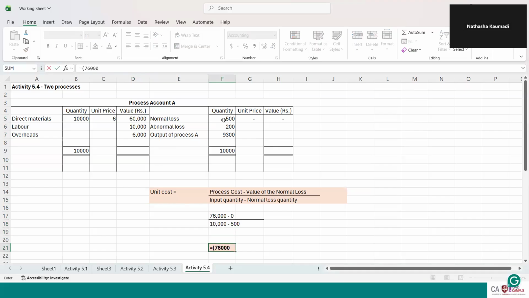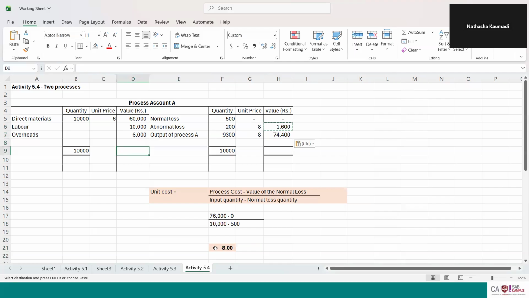That means 76,000 divided by 10,000 minus 500. It's perfectly 8 rupees. 8 rupees per unit. So I take that 8 here to calculate the abnormal loss value, here to calculate the output value, and then I multiply and see like this. Shall we take the total values and see? 76,000 in the debit side, 76,000 in the credit side. So this is how you complete process A.